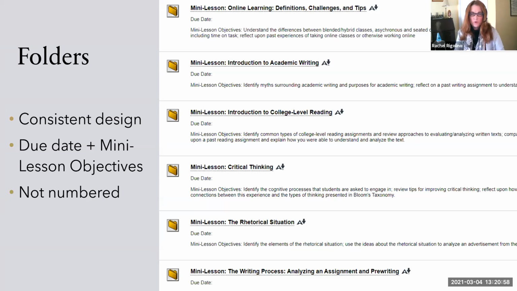And these are the folders that were available to instructors. You can see I didn't date anything because, obviously, as you bring it in, the instructor will date it themselves. I did put out the mini lesson objectives. They're not numbered, obviously, then the instructor would number them themselves.